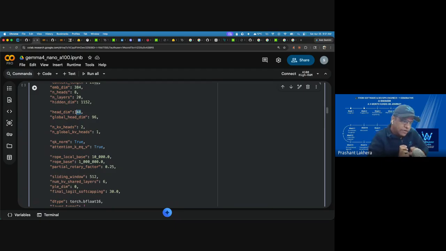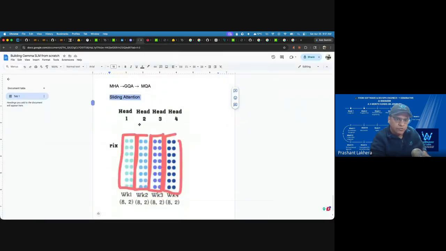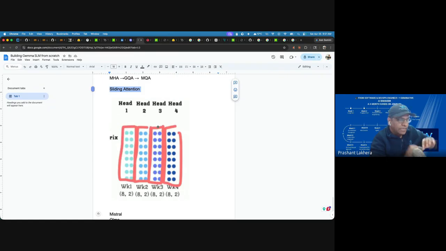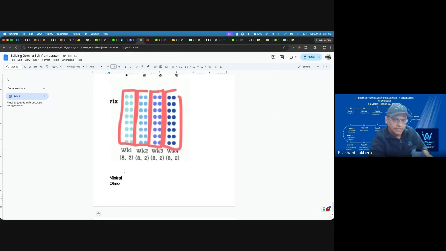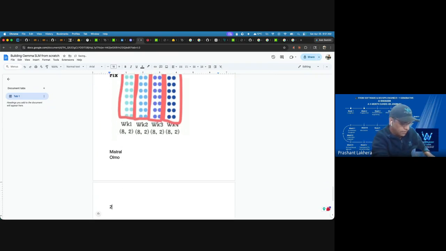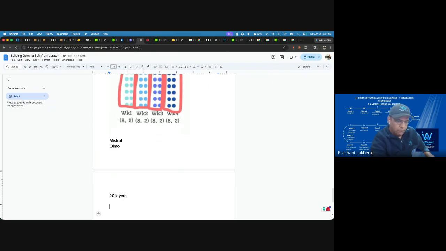So that is one thing introduced by Google, and other model providers are also using this sliding attention, where a token cannot see all the tokens in the past, but there is always one layer which is capable of seeing all the tokens in the past. So it's a combination of 5:1: 4 local layers, 1 global layer, then 4 local layers, 1 global layer. So if you define 20 layers, 4 will always be local, then 1 will be global.